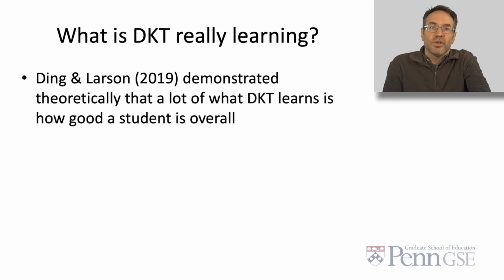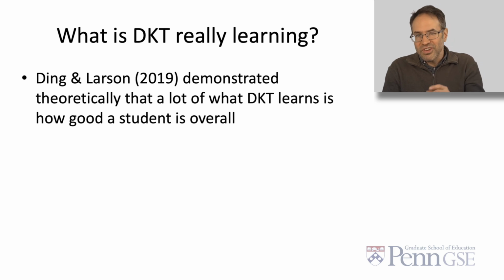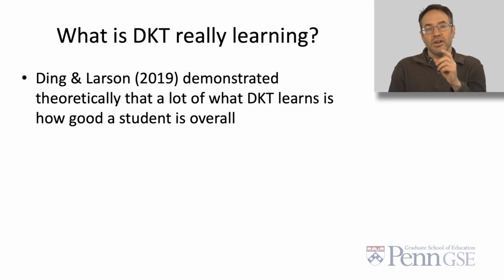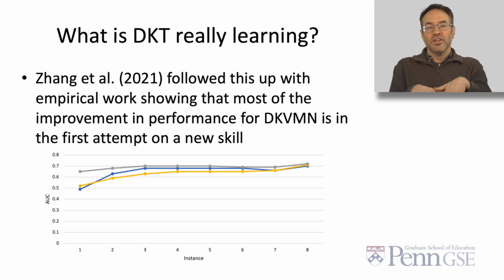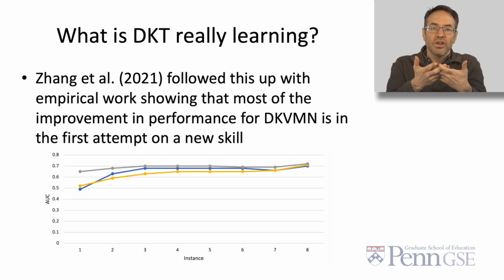Another area of concern that people have raised is, what is DKT really learning? And Ding and Larson demonstrated theoretically that a lot of what DKT learns is actually just how good a student is overall. Zhang et al. followed this up with empirical work showing that most of the improvement in performance for DKVMN is actually in the first attempt on a new skill. So that really kind of corresponds to Ding and Larson's finding that it's really about how good the student is.